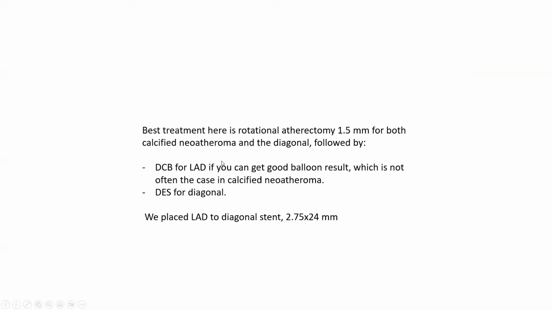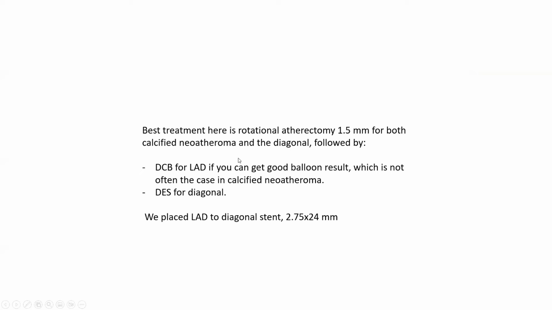The best treatment here is rotational atherectomy, 1.5 millimeter burr, for both the calcified neoatheroma of the LAD stent and for the native diagonal calcified disease. So that's the answer to the first question, how to prep the lesion. The second question, how to ultimately treat that lesion.